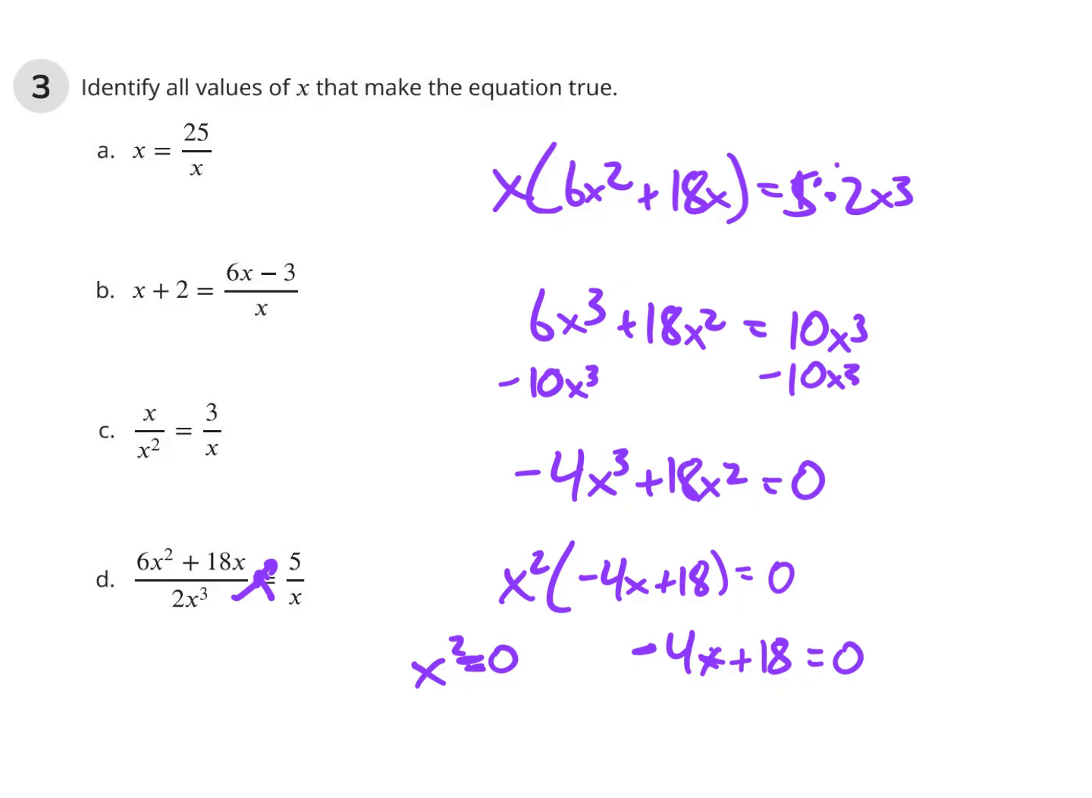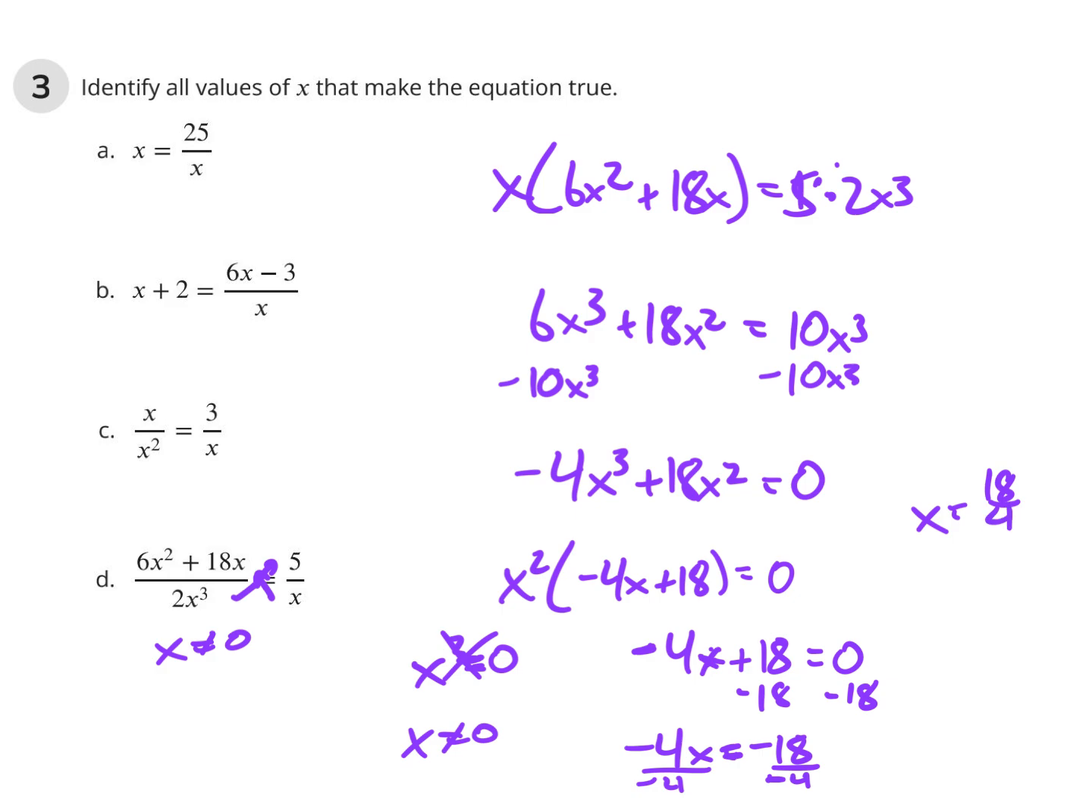Okay, x cannot be 0 because my denominator is 0. So this is not a solution. All right, so now if I subtract 18 from both sides, I get negative 4x is equal to negative 18. When I divide by negative 4, I get x is equal to 18 over 4. I've got to reduce my fraction by dividing by 2 over 2, which leaves me with 9 over 2.